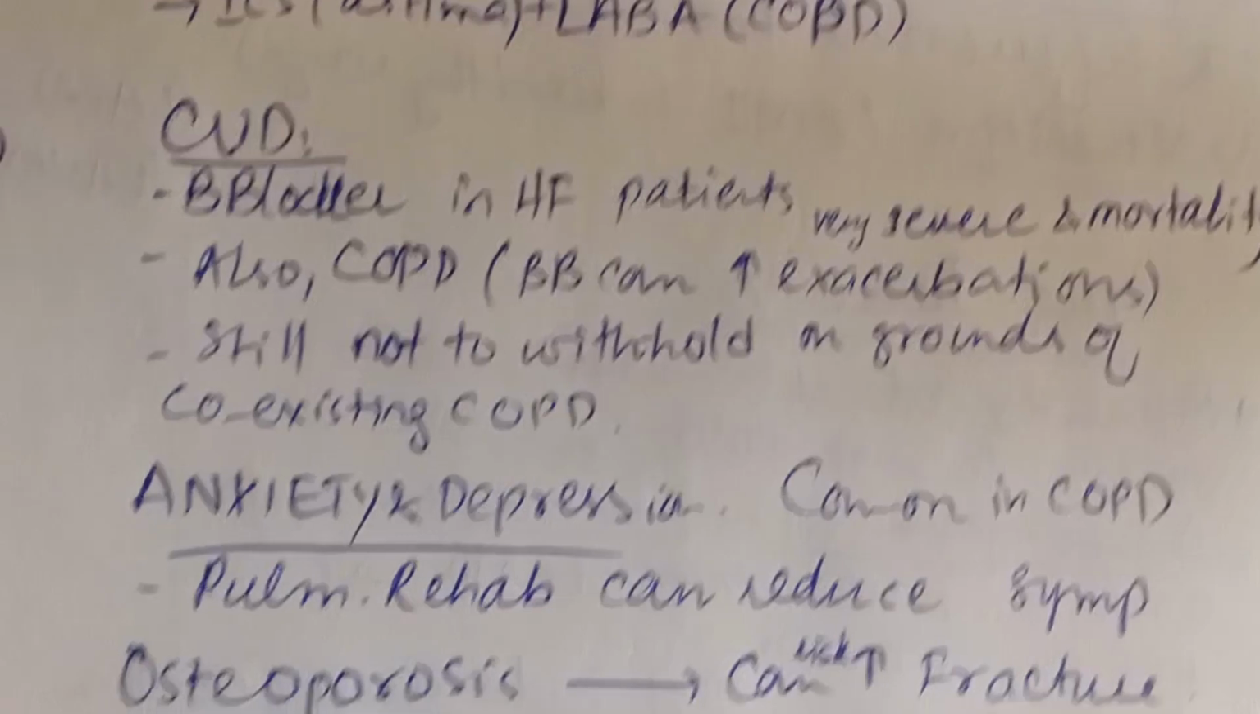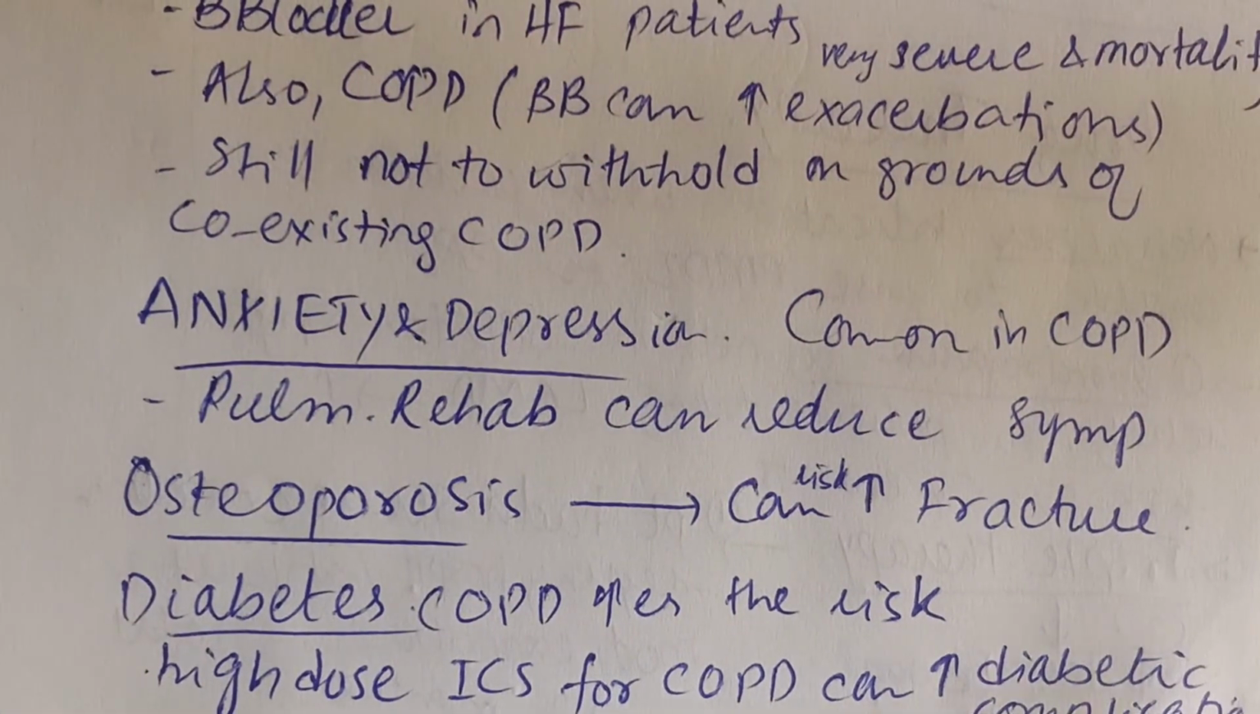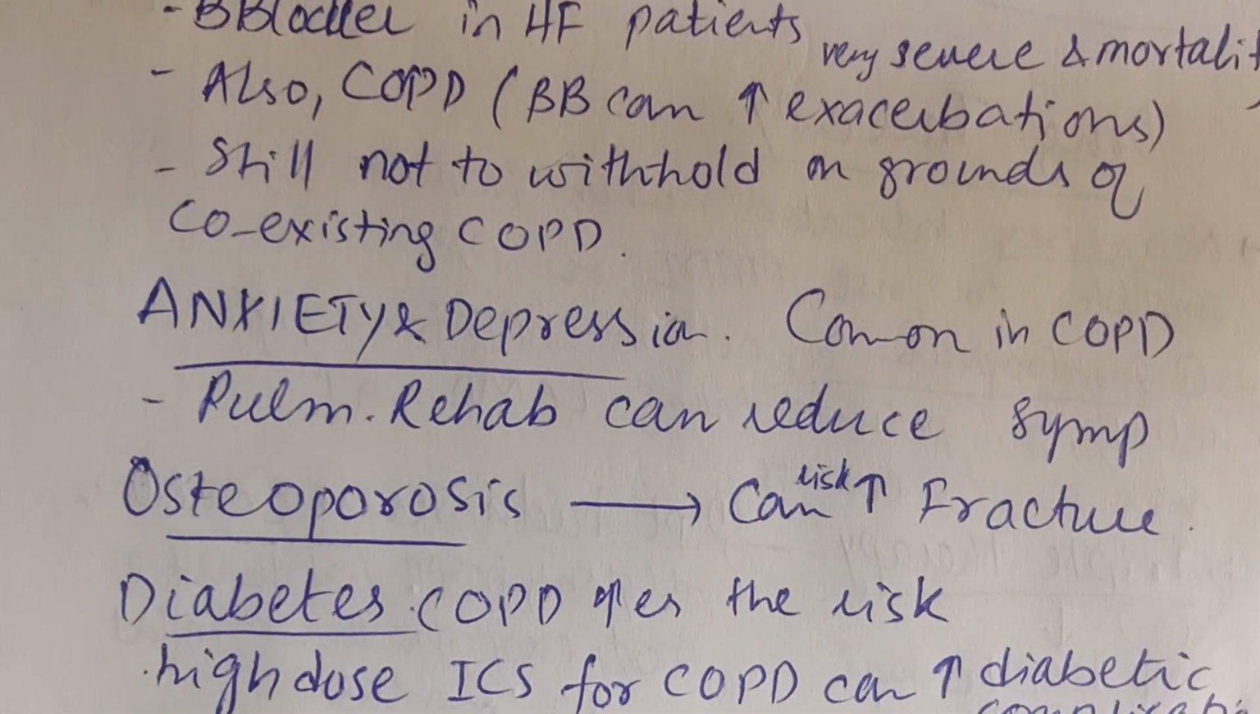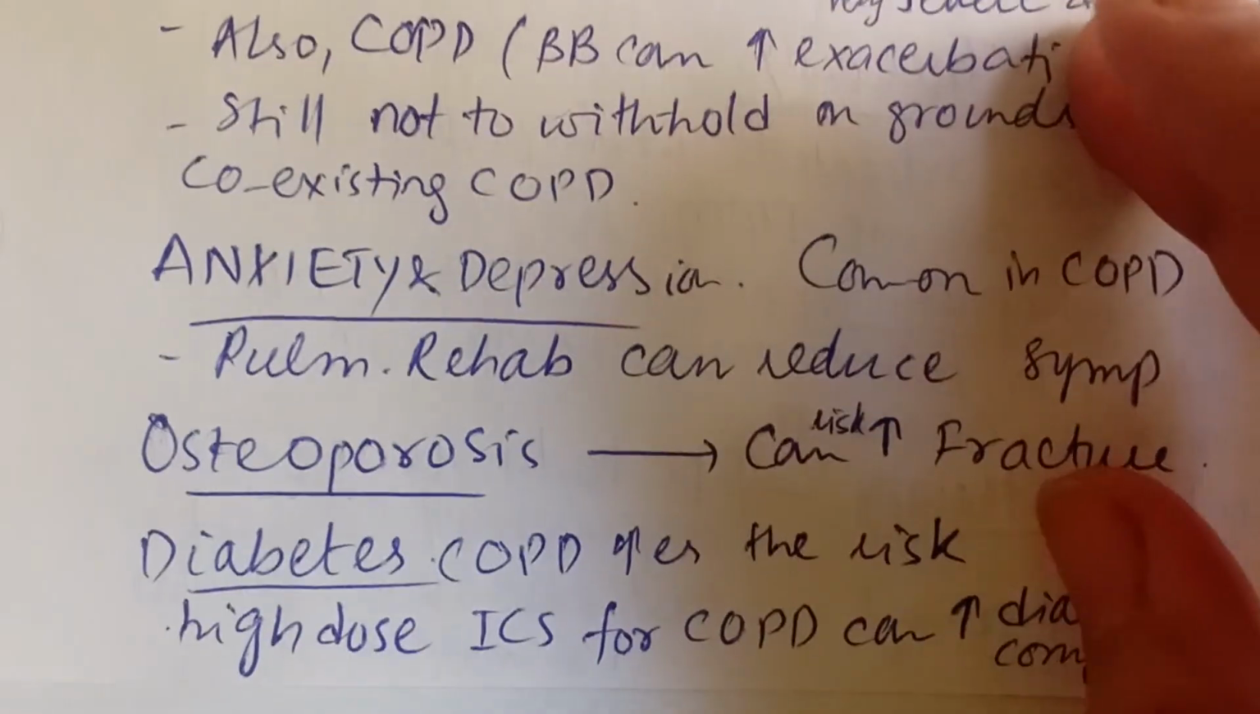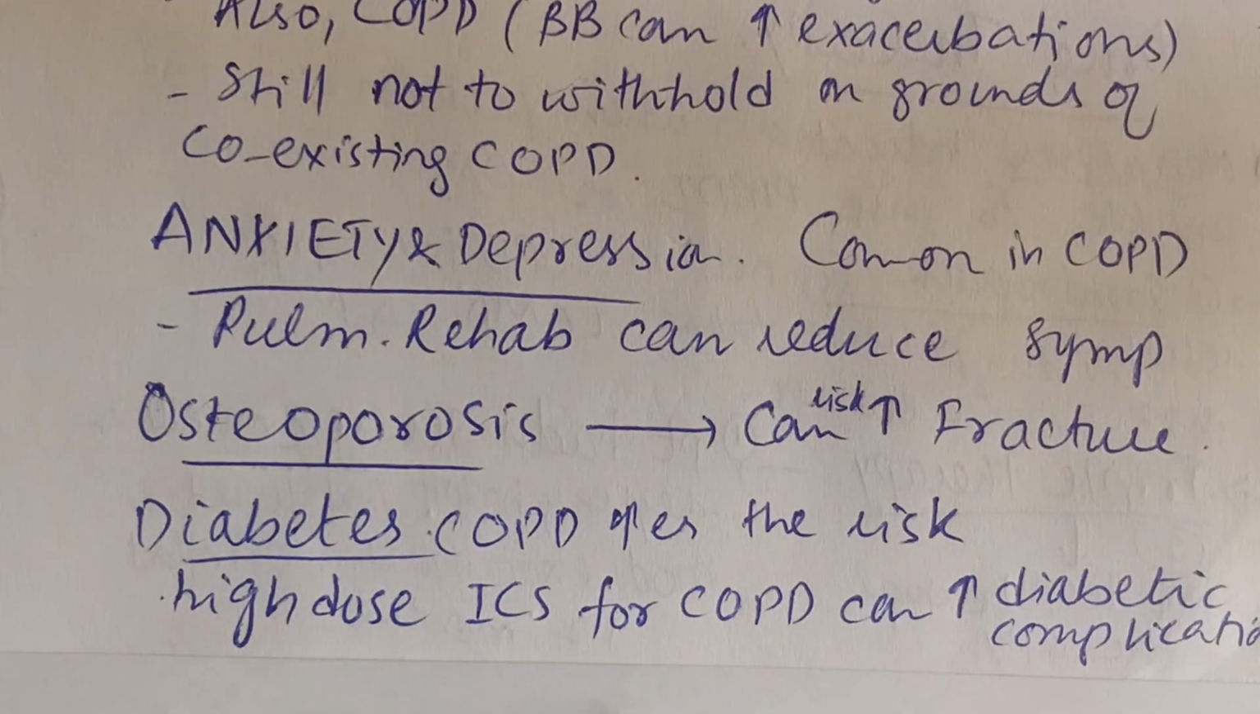Anxiety and depression. Anxiety and depression are common in COPD patients. For that, pulmonary rehabilitation is important and it can reduce the symptoms of anxiety and depression. COPD patients also have a high risk of osteoporosis, which can increase the risk of fractures. COPD patients also have an increased risk of diabetes, and patients who have diabetes and are advised high dose inhaled corticosteroids for COPD can have increased diabetic complications.